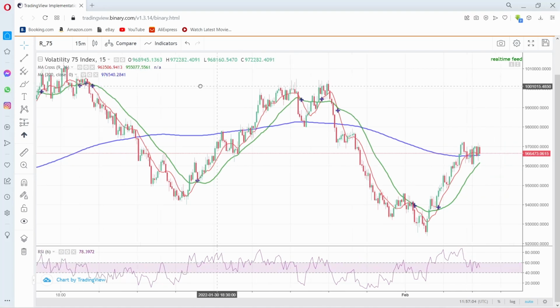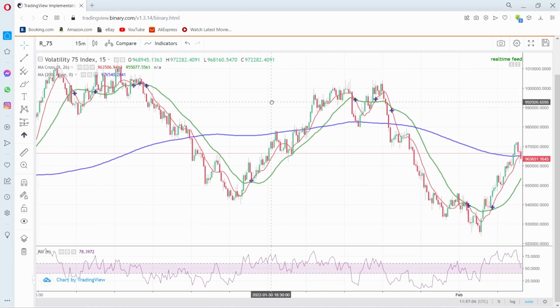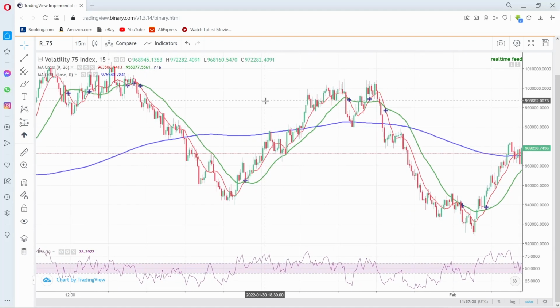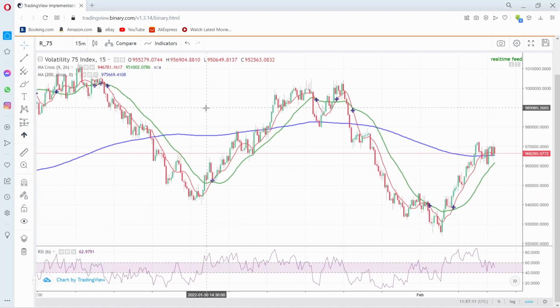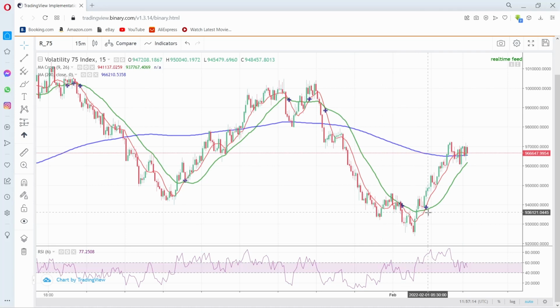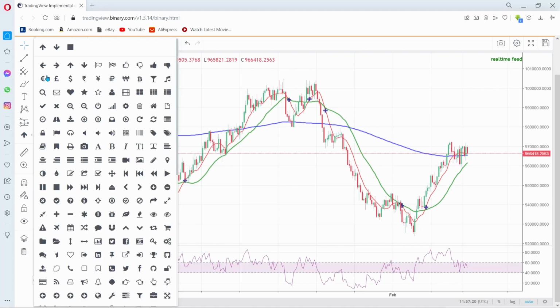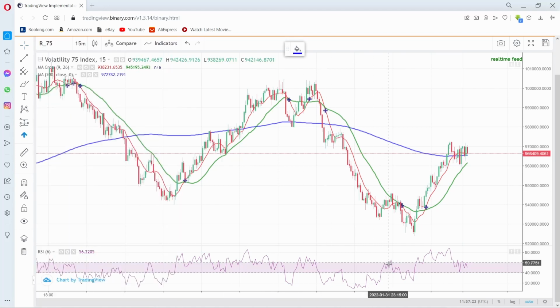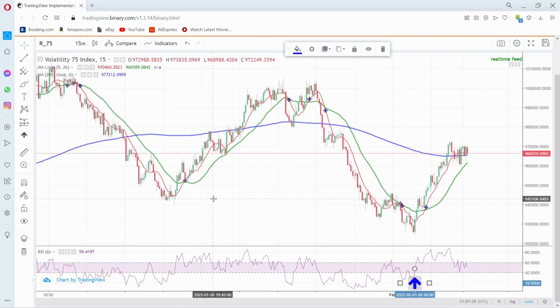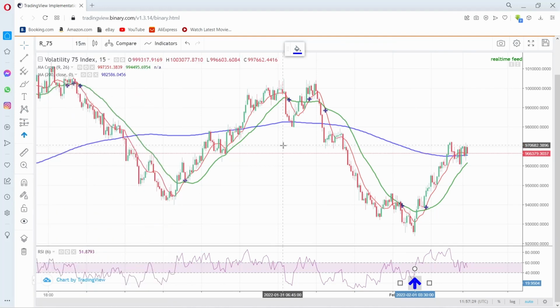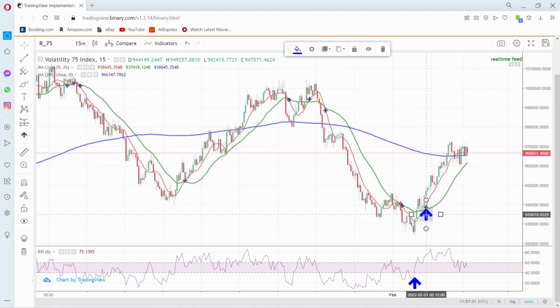So right now, guys, over here, this is Volatility 75. As you can see, these are false signals. It's telling us to buy over here, and there is a confirmation for a buy. Let me show you guys. This is the first confirmation. Let's look for the second confirmation. Second confirmation for a buy.